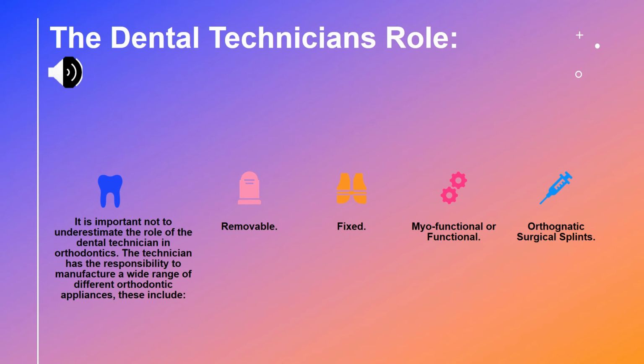We are more familiar with the orthodontist, who's known to place the actual brackets and arch wire bands onto the patient's mouth. This would be the fixed appliances within the clinical setting. However, the dental technician plays an important role in creating removable appliances, fixed components, myofunctional appliances, and in some cases, orthodontic surgical splints.